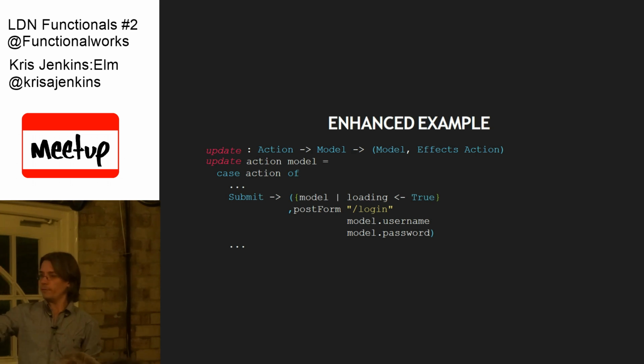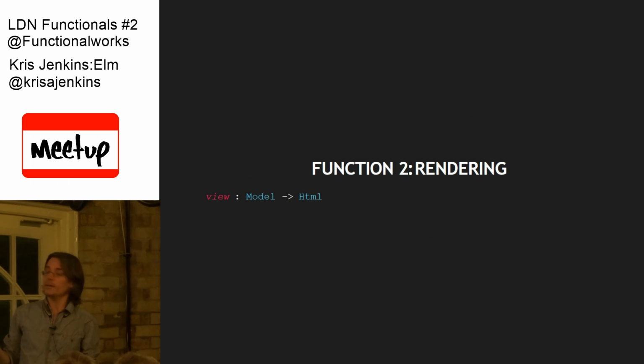Model, action, a function that takes actions and models and moves the world forward. And the 4th is rendering. Because we've got this lovely model of the world, we need to actually show it to the user. Ideally, as a functional programmer, you might expect that's a pure function from model to HTML, right?